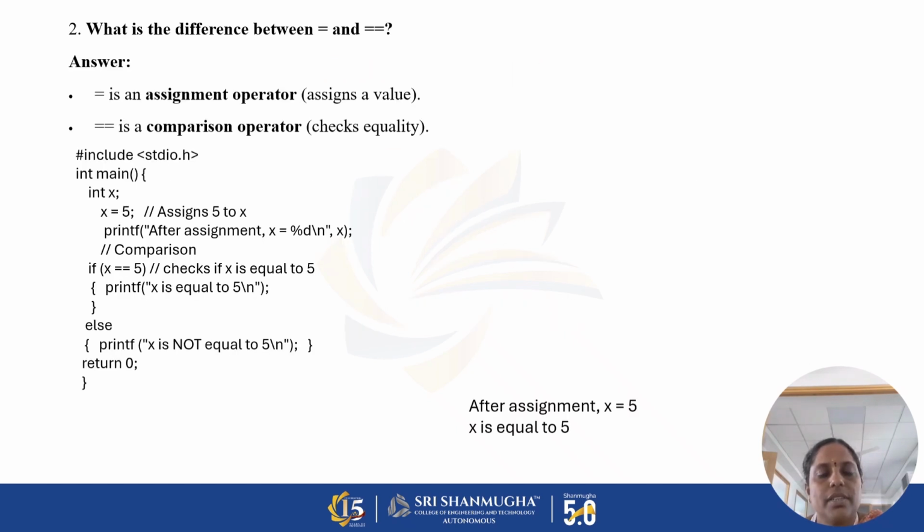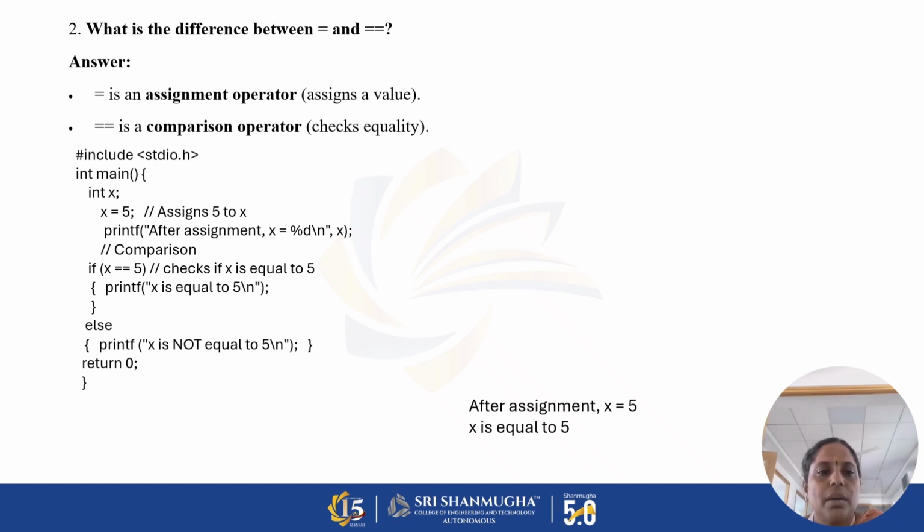Next, what is the difference between equal to and double equal to in C programming? Equal to is an assignment operator; double equal to is a comparison operator. Equal to is used for assigning a value to a variable. Double equal to is used to check equality. See here in the program, int x = 5. We are assigning the value 5 to the variable x.